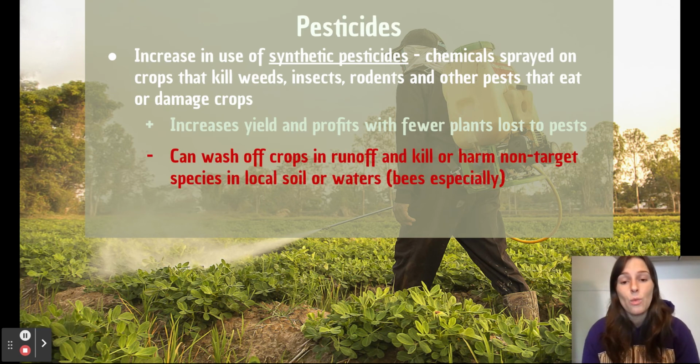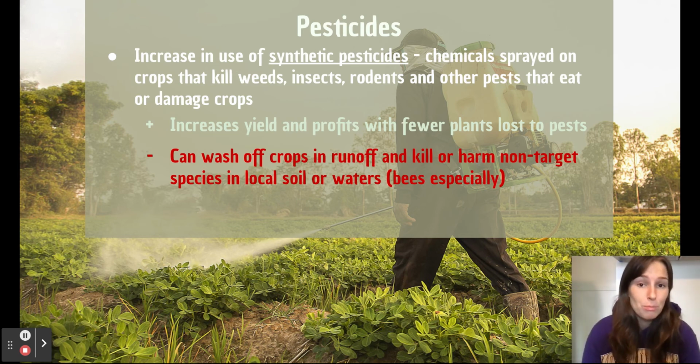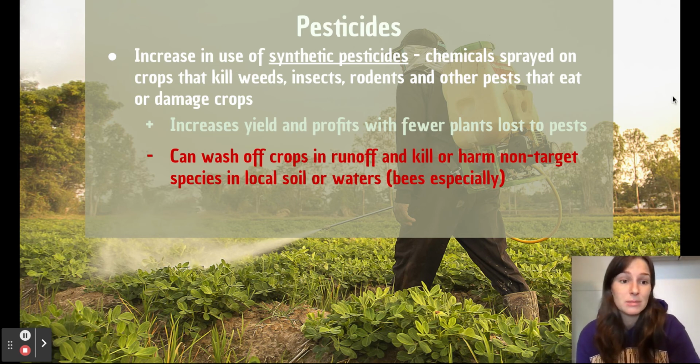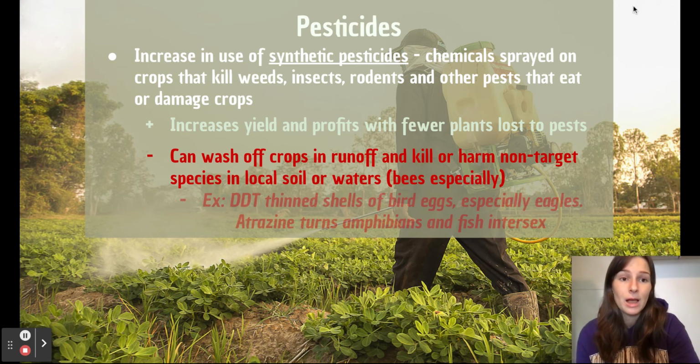But the problem is it can wash off crops into runoff, so it can get into the waterways. It can also kill or harm non-target species in the local soils or waters. Bees especially are an example of this. We are having plummeting numbers of our bees, and it is mostly because of pesticides. So it doesn't always kill the target species. It will kill a lot of them.